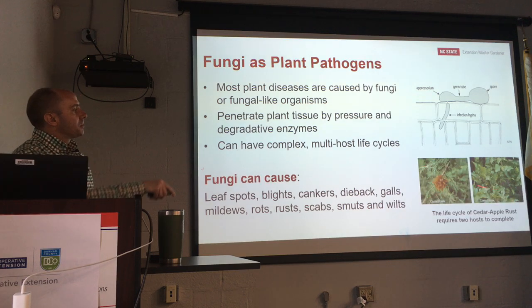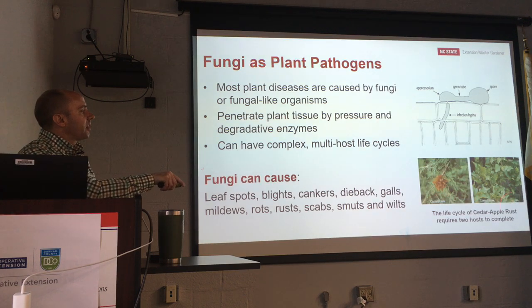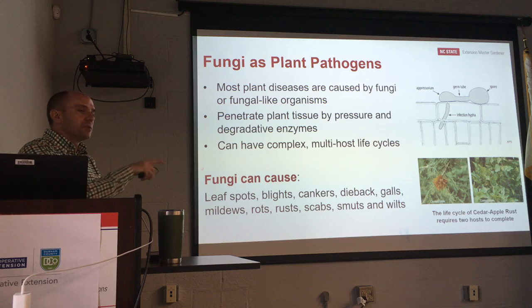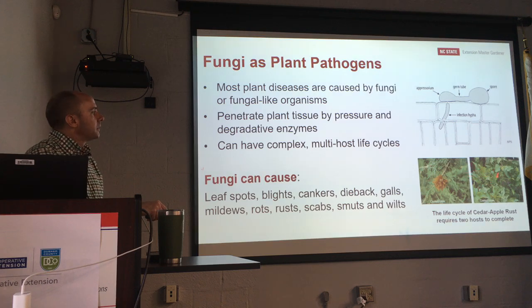Oh yeah, and this example, sorry, is a famous one. I don't have it today, but you will come across this, I'm sure, in our exercises. There's a rust called cedar apple rust, and as the name implies, it actually has two hosts. In one stage of its life cycle, on the leaves of apples or others in that family, maloid roses, you'll see leaf spots, and they produce a certain kind of asexual spore. Those spores can only infect, not other apples, but junipers.